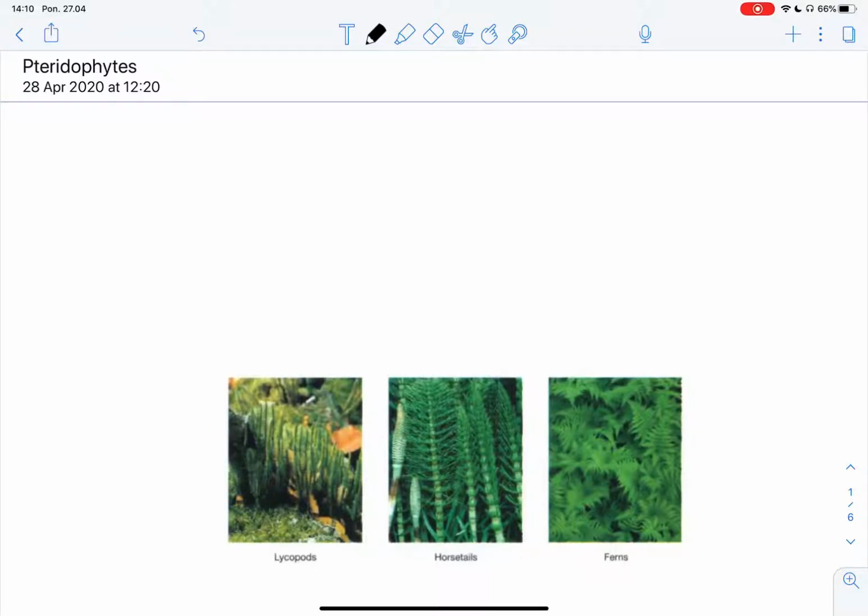Hello guys, welcome to another virtual biology lesson. Last week we have been talking about mosses, which are specific plants that don't quite resemble plants because they don't create organs typical for plants. And today we are going to follow this path of plants that reproduce using spores. Today we're going to talk about pteridophytes. Po polsku paprotniki.